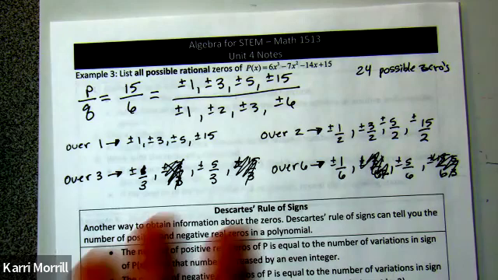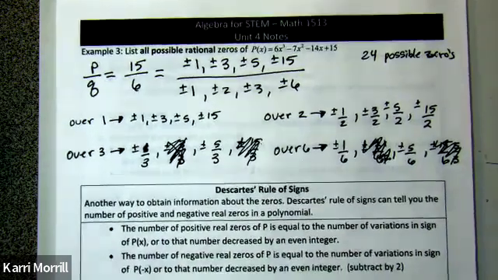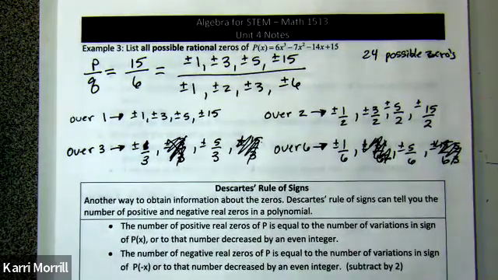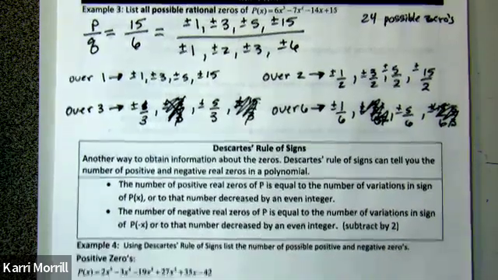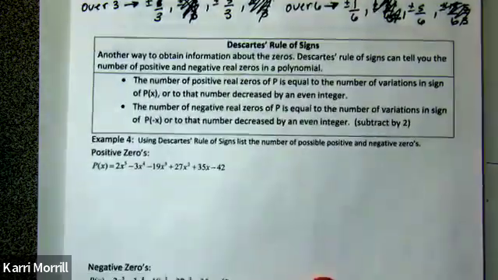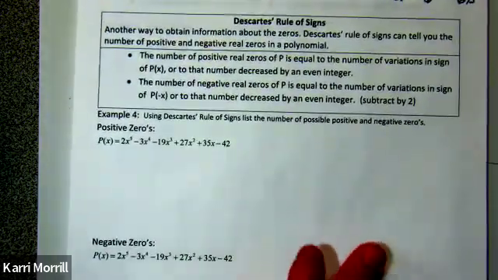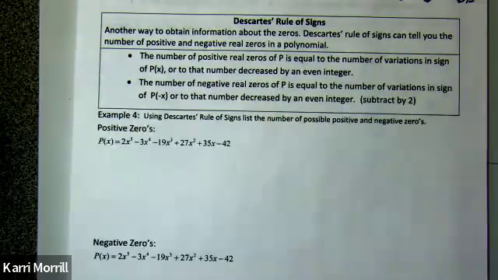And it just gives you numbers that you can choose from that have value or would make sense to even try. Even though there's a lot of them, at least it's not an infinite number of possibilities. Another thing we learn to narrow down whatever we're going to try when finding our real zero is Descartes' rule of signs. This is just another way to obtain some information about the zeros you're going to have. And this rule tells you the number of positive and negative zeros in a polynomial.